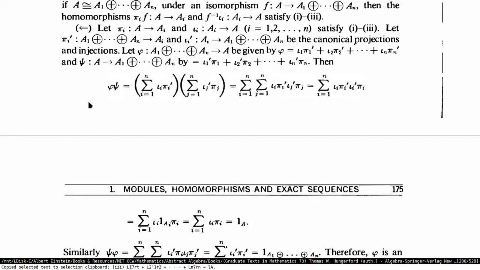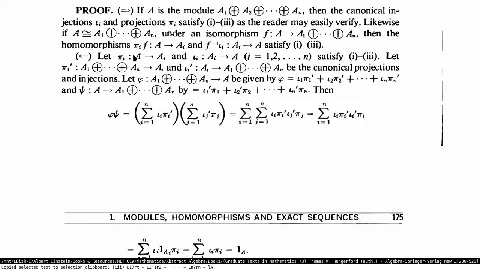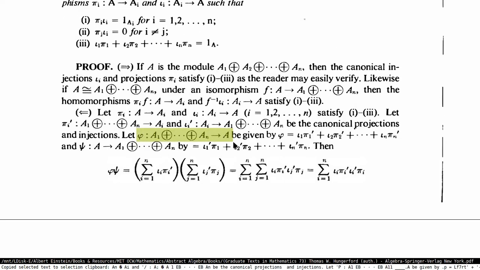So essentially you have pi I and I, which satisfy the three conditions. You have these two as well, which go from the direct sum to A_I and the other way around. Okay, so these are the canonical projections and injections. Now phi is this isomorphism. This is the morphism that we have to prove is an isomorphism.